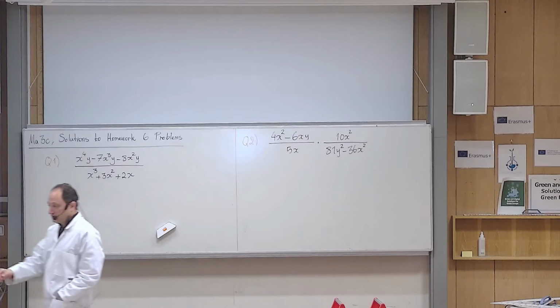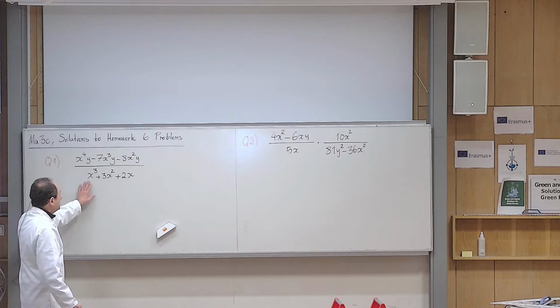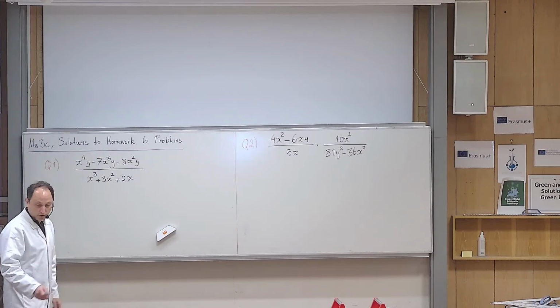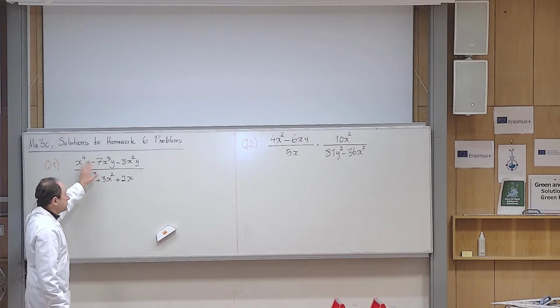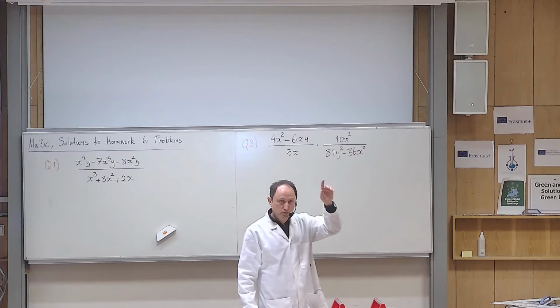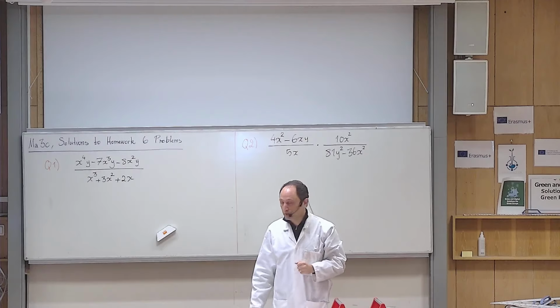So the first question: simplify the following rational expression, as you see here. It's a fraction given, and I want to simplify it. Usually this is the one that everyone who joined did correctly. So how should I solve the problem? If I want to simplify a fraction, I know that I have to factorize the numerator and the denominator, find the common factors and then eliminate them, yes?